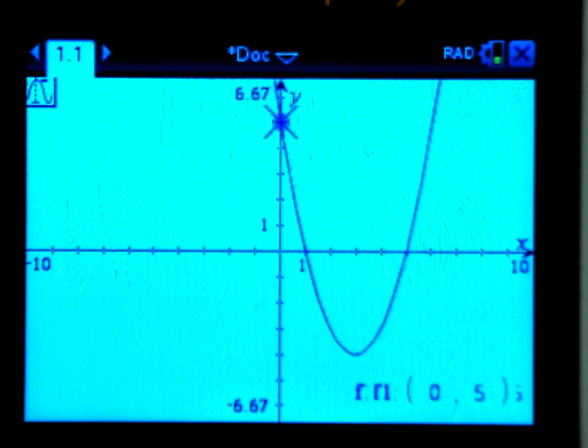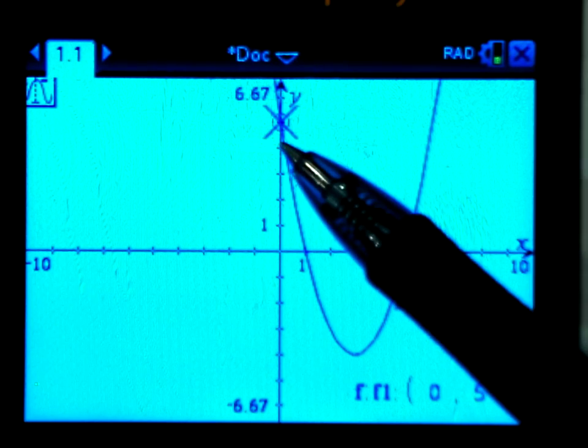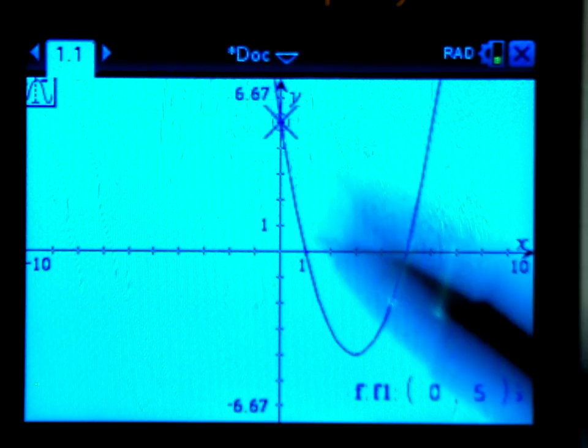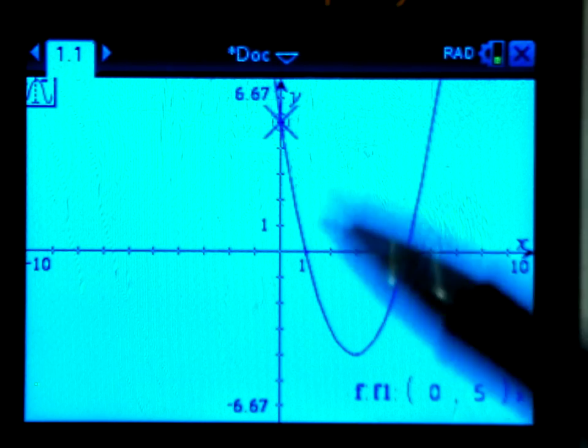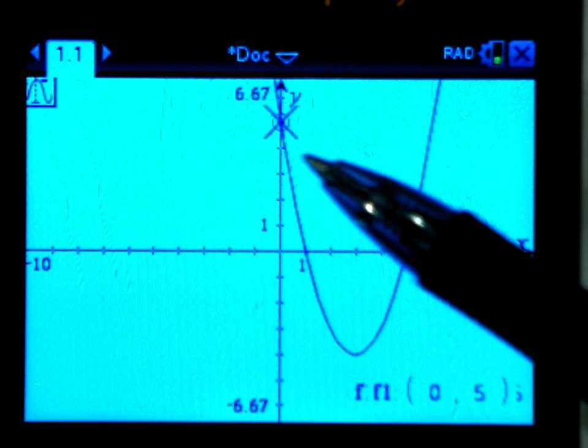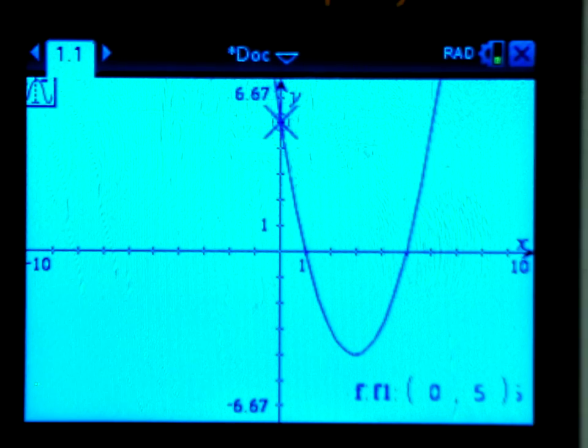You'll notice it's going to start right up here. 99% of the time, in fact, I haven't come across a single situation where I haven't seen this start at the y-intercept. So we know from this that our y-intercept is going to be positive 5, at the point (0, 5).